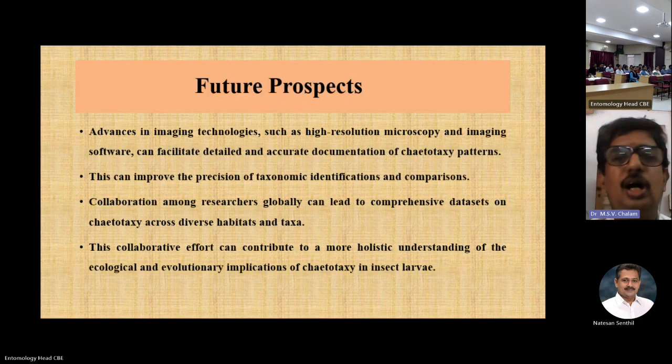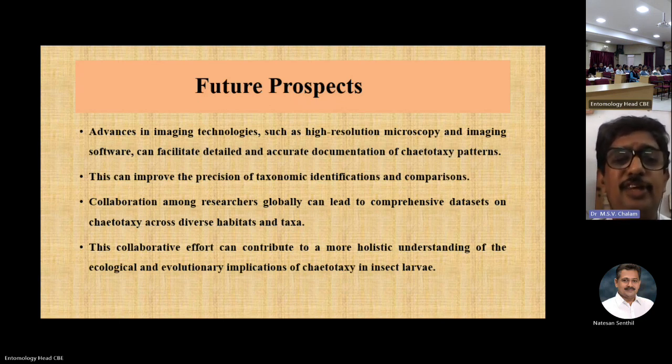So, future prospects. How can we deal with it? For the study of Chaetotaxy, we always require imaging software, and we now have very good imaging software with very good microscopes. Therefore, with the advent of high resolution microscopy, the Chaetotaxy patterns can be easily studied. There is absolutely no need to go for old camera lucida diagrams. You can directly take photographs, which improves the precision of taxonomic identification.